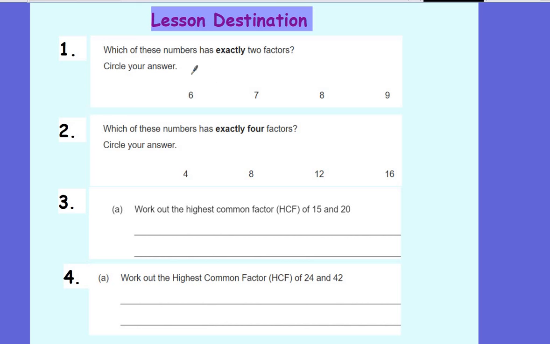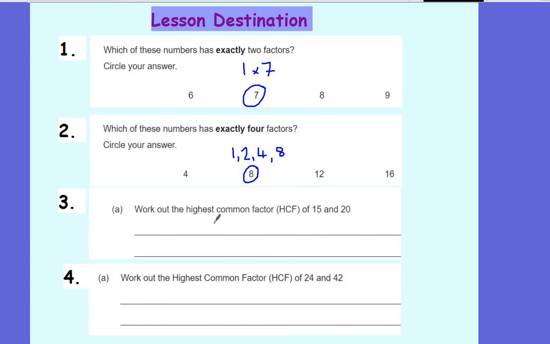Okay, let's go through the answers. The number that has exactly 2 factors is 7, because 7 is only made up of 1 times 7. So it only has 2 factors, 1 and 7. The number that has exactly 4 factors is going to be 8, because 8 can be made up of 1 times 8 or 4 times 2.